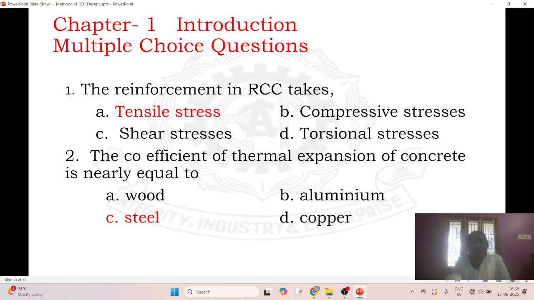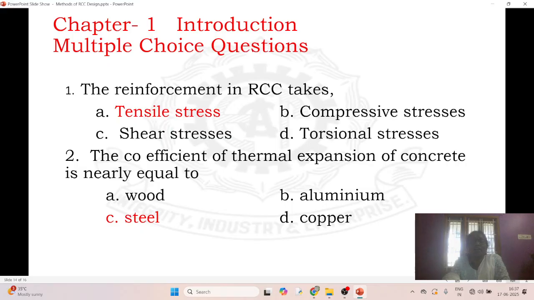The next one is multiple choice questions. From the above content, these questions may be asked. The first question: the reinforcement in RCC takes tensile stress, compressive stress, shear stress or torsional stress. The answer is tensile stress. That is the main reason the reinforcement is inserted into the concrete, which takes up only the tensile stresses. So tensile stress is the correct answer.